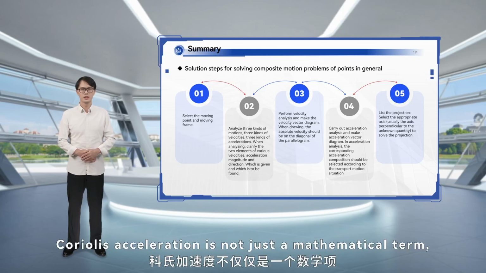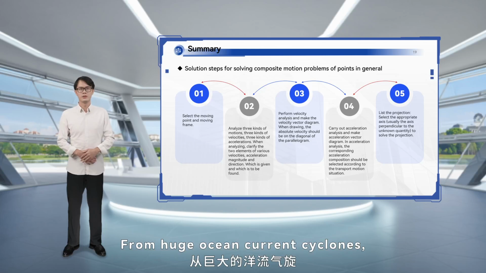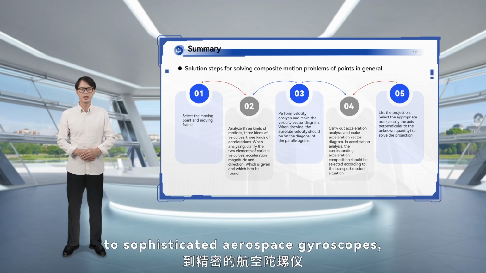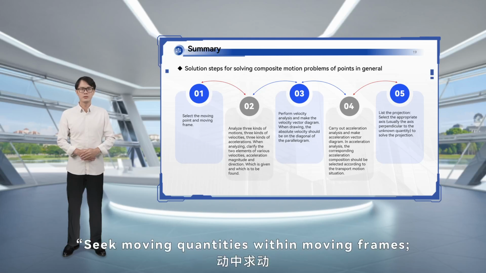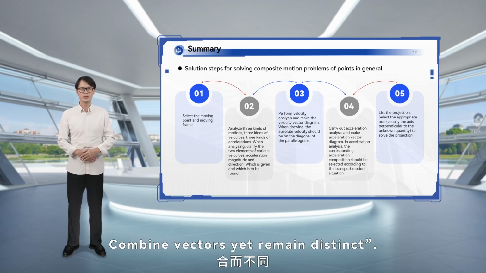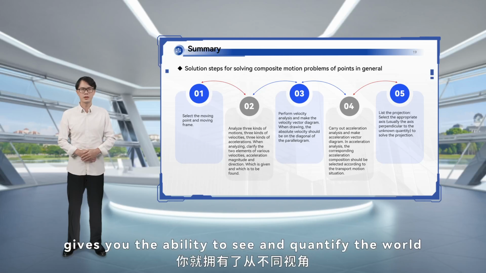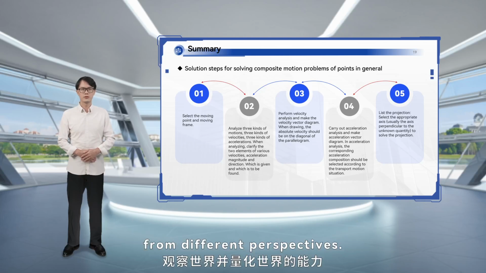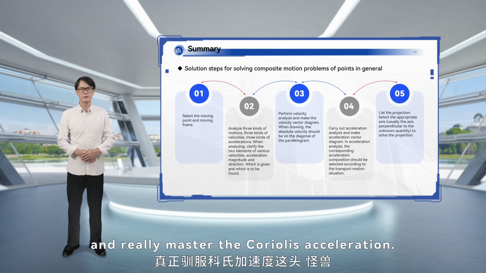Coriolis acceleration is not just a mathematical term, it is a balancing force in nature. From huge ocean current cyclones, to sophisticated aerospace gyroscopes, to even sliders on planers, it's everywhere. Seek moving quantities within moving frames. Combine vectors yet remain distinct. Mastering the essence of composite motion gives you the ability to see and quantify the world from different perspectives. I hope you can practice more after class and really master the Coriolis acceleration.